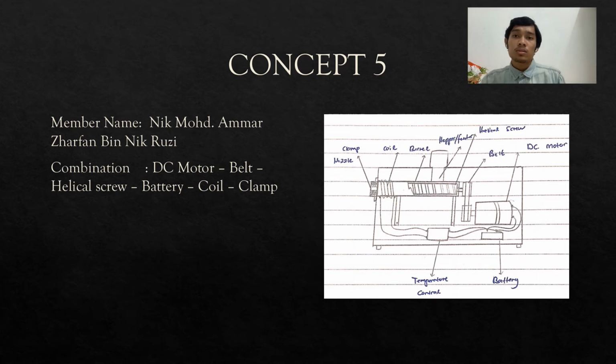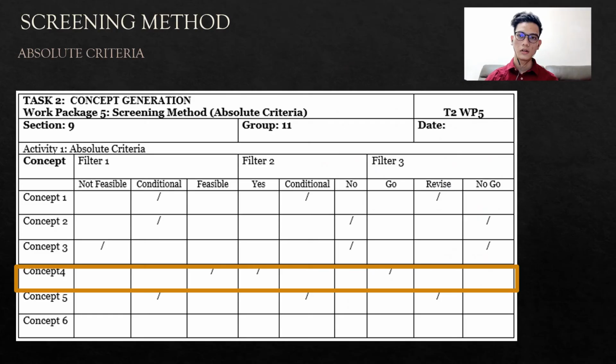So this concept works very easily: we insert the raw material into the hopper, and it will be moved by the helical screw, then channeled to the heating element, which is the coil, and lastly goes through the clamp nozzle to extrude the 3D filament.